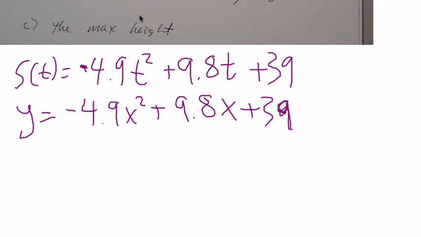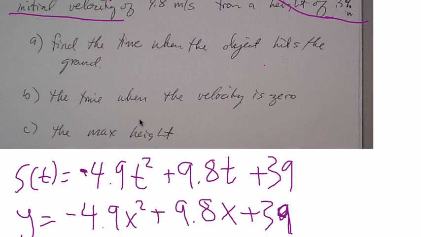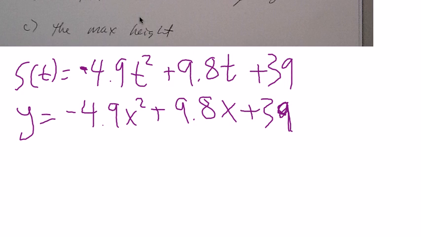Question A asks us to find the time when the object hits the ground. So in order to do that, if you think about the problem, this function represents the position of the object, the height of the object, rather. So all we have to do is figure out when the height equals 0. That represents when the object hits the ground.